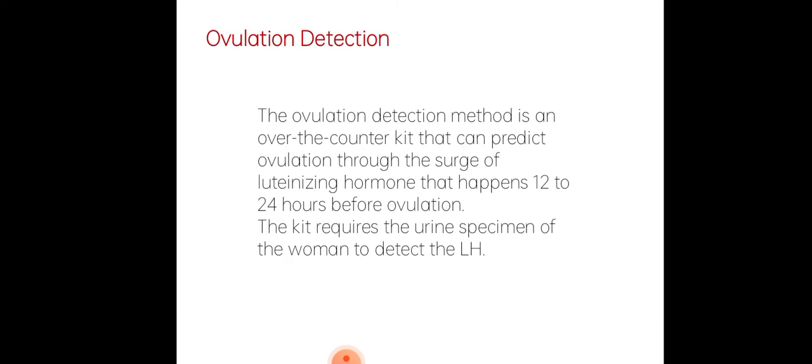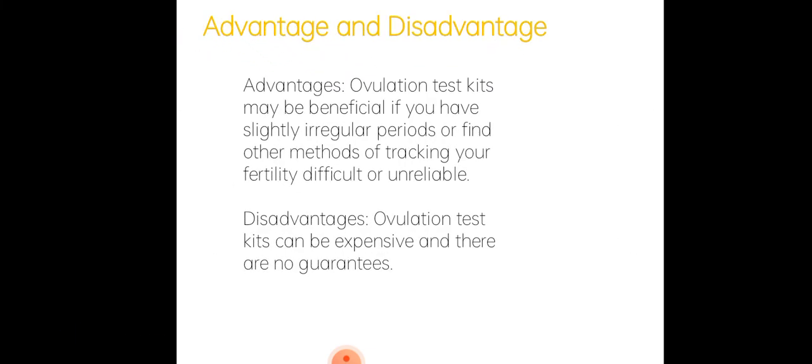Ovulation detection. The ovulation detection method is an over-the-counter kit that can predict ovulation through the surge of luteinizing hormone that happens 12 to 24 hours before ovulation. The kit requires a urine specimen from the woman to detect LH. Advantage and disadvantage. Advantage: ovulation test kits may be beneficial if you have slightly irregular periods or find other methods of tracking your fertility difficult or unreliable. Ovulation test kits can be expensive and there are no guarantees.